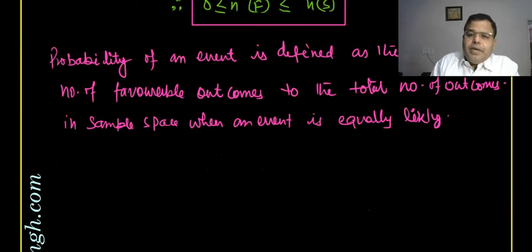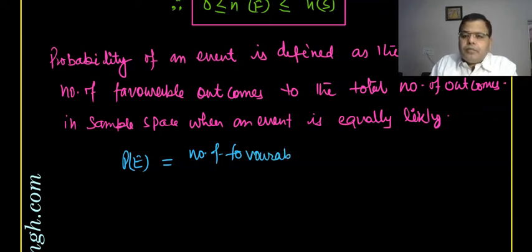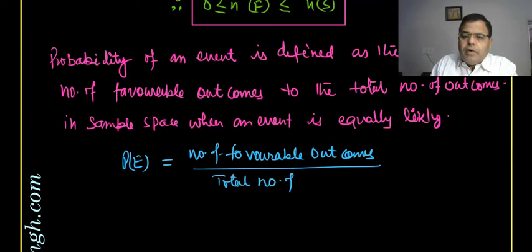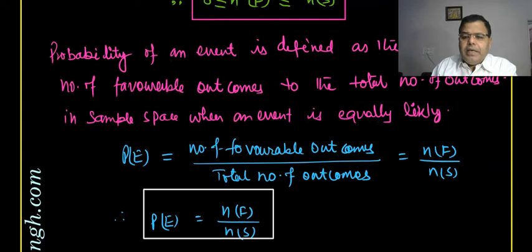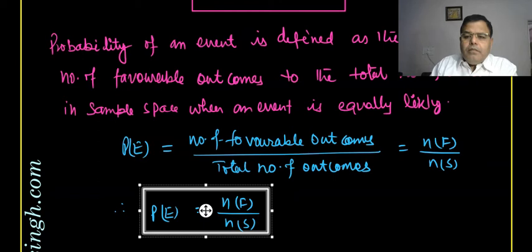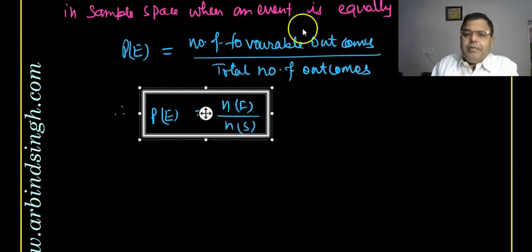And therefore, the probability of an event, P(E), is the number of favorable outcomes to the total number of outcomes, that is NF by NS. So here the probability of an event is, remember this, NF by NS.